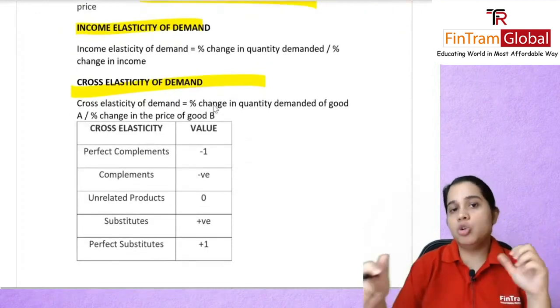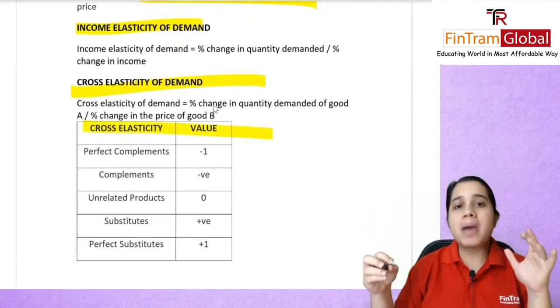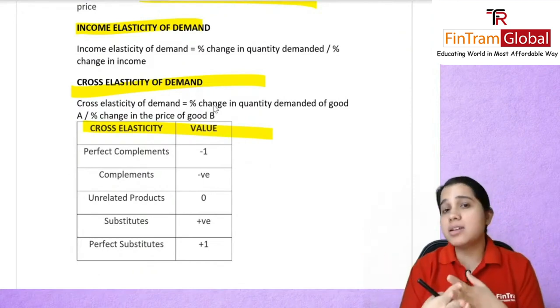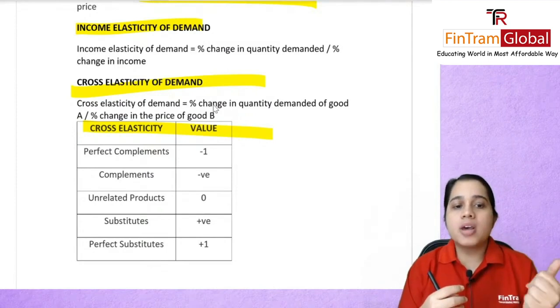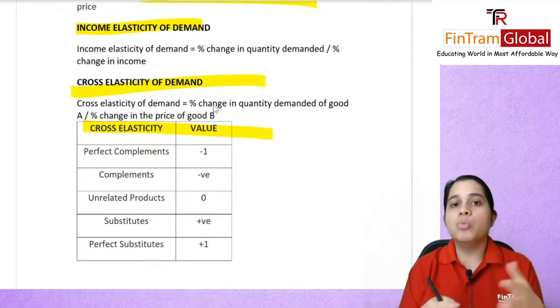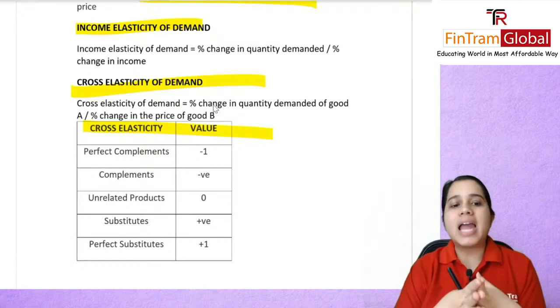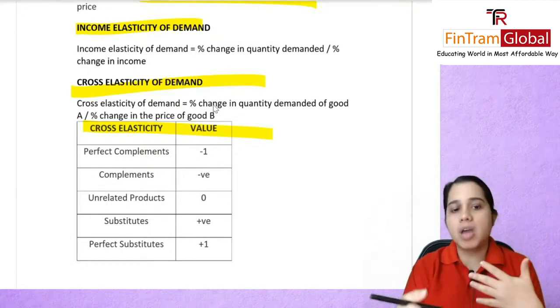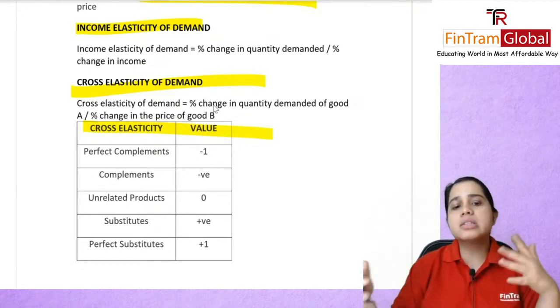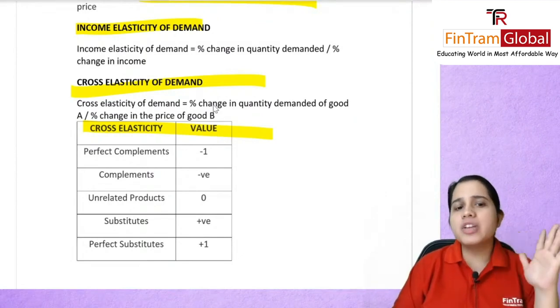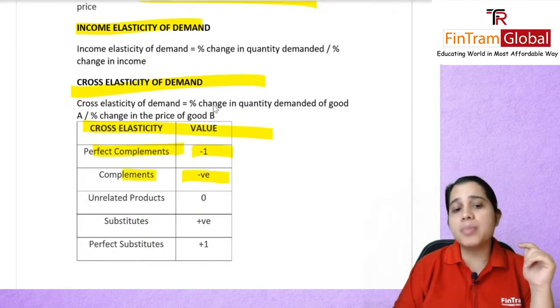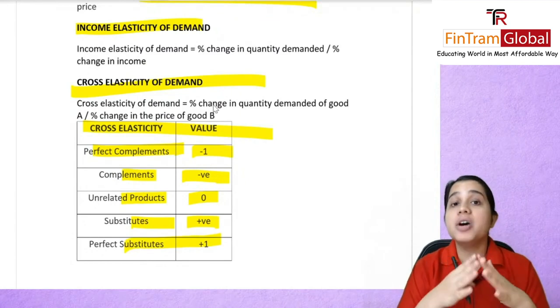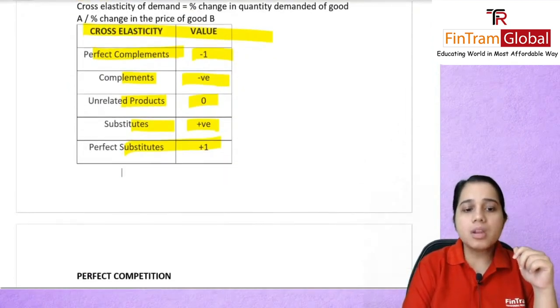Here, this is a table that I would suggest you keep in mind and remember, because again, you can get an MCQ from here. It could be like the cross elasticity is, let's say, -1. So what types of goods are they? Are they perfect complements? So it's good practice to keep this in mind: if it's -1, they are perfect complements; negative, complements; zero, unrelated; positive, substitutes; and if it's +1, they are perfect substitutes for each other.